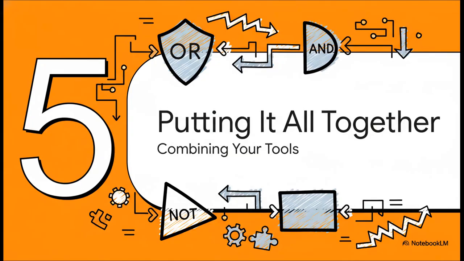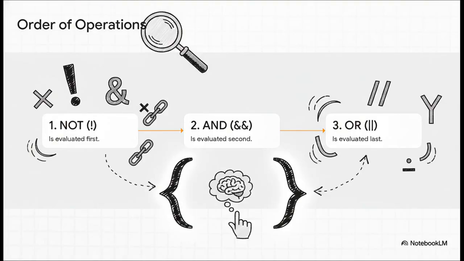So now that we've met our three operators, or, and, and not, we can start to combine them. And this is where things get really powerful. You can start to build some truly sophisticated and detailed logic into your programs, all with very clean code. Now, just like in math class, there's an order of operations. The computer will always evaluate any nots first, then the ands, and finally the ors.